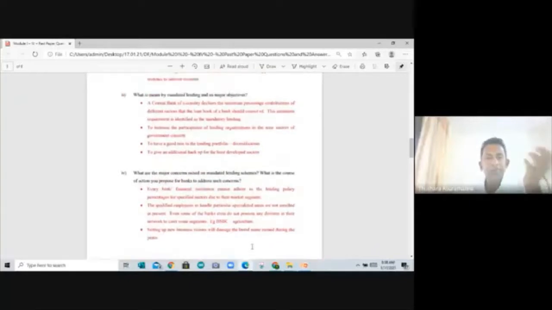Third one: what is meant by mandated lending and its major objectives? Any thoughts on this? What do you mean by mandated lending? What do you understand?